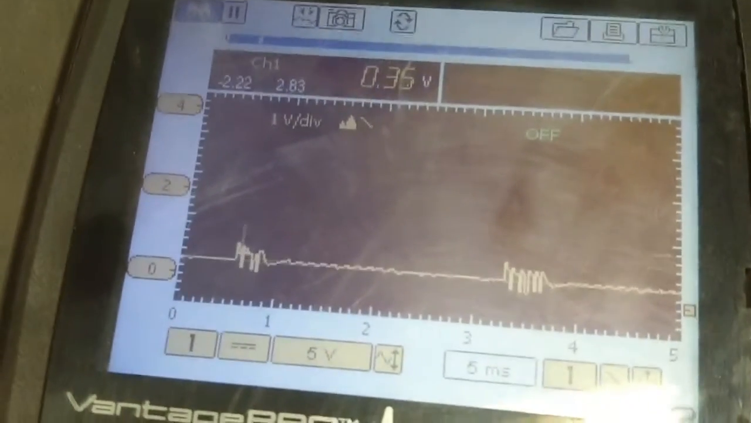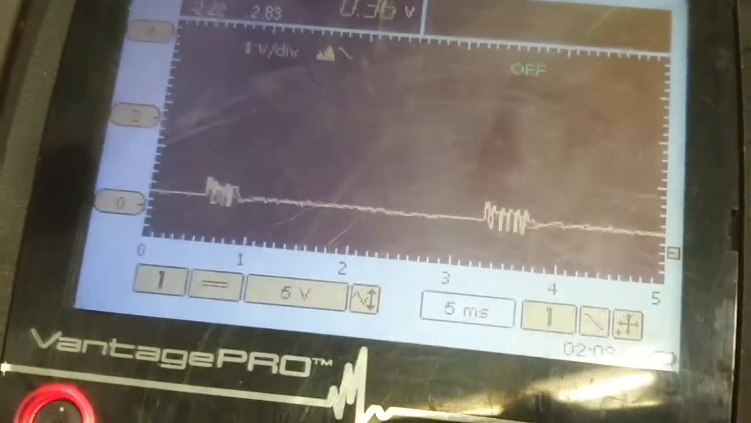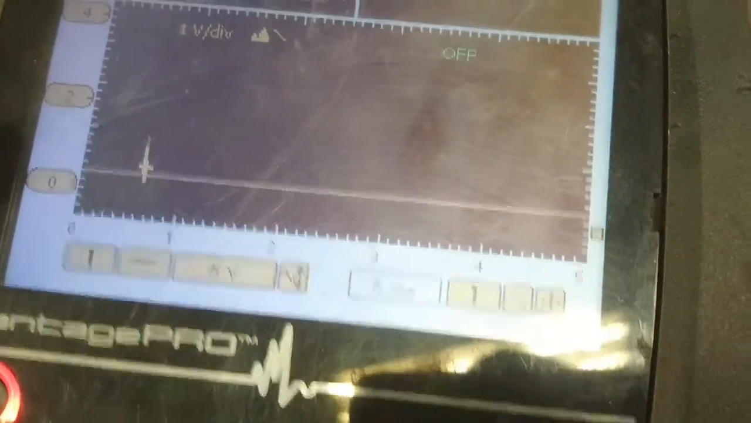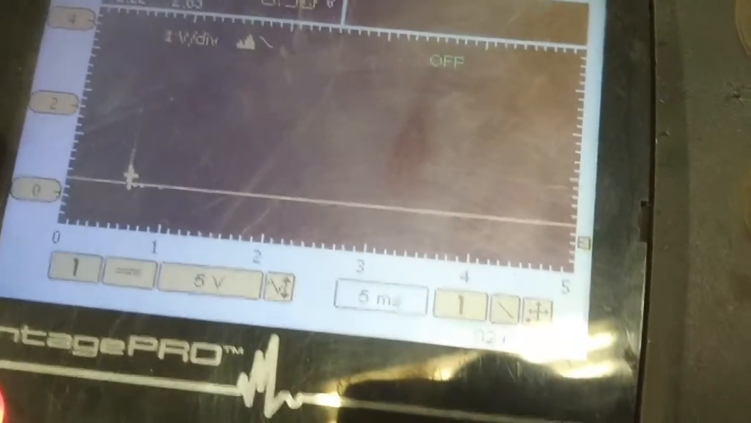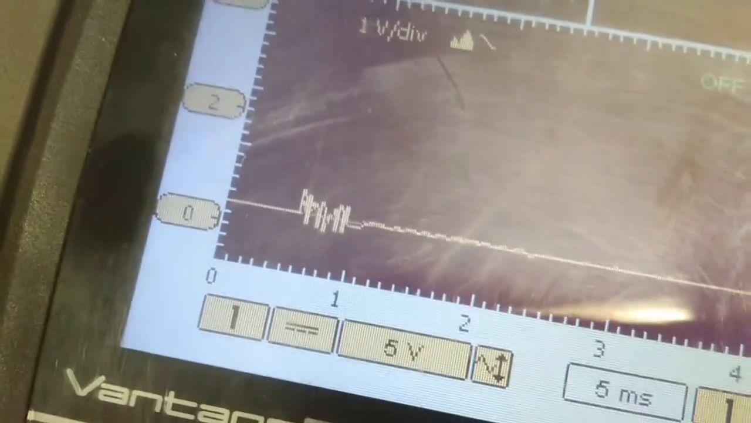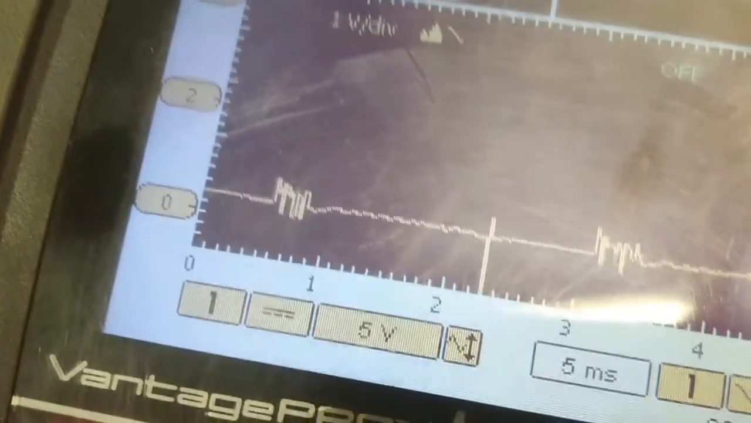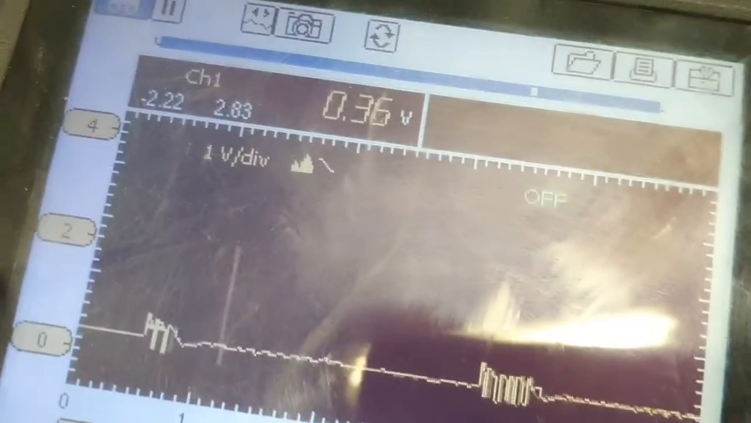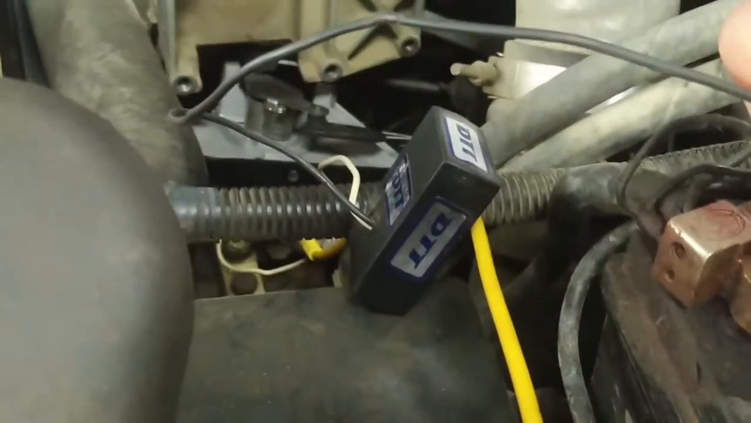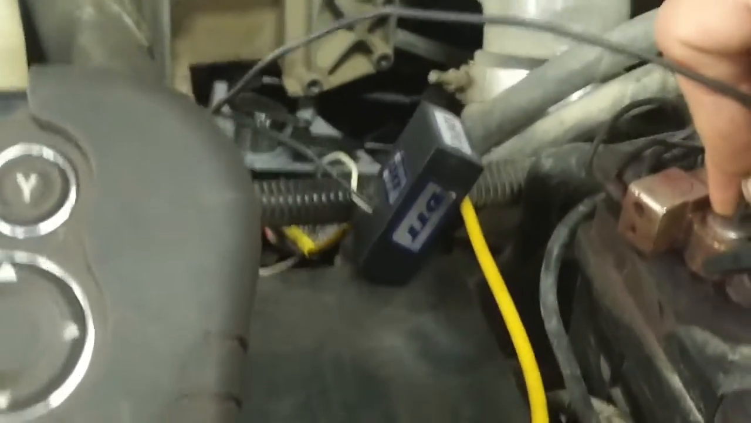So there is the original signal, and I'm going to put the ground wire on the battery. So there's a very small spike there, but it's cleaned up significantly with that wire grounded. Take the ground off, and the electrical noise comes back. Now it does not affect the actual baseline voltage, so I'm going to wire that DTT filter into that APP signal circuit and then reevaluate it.